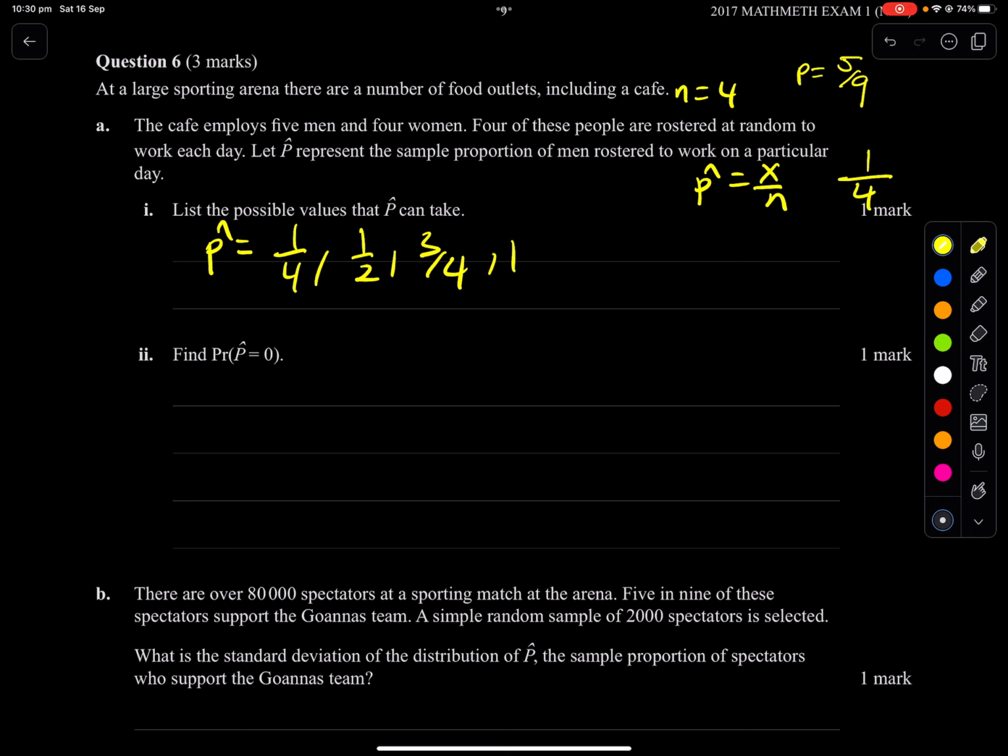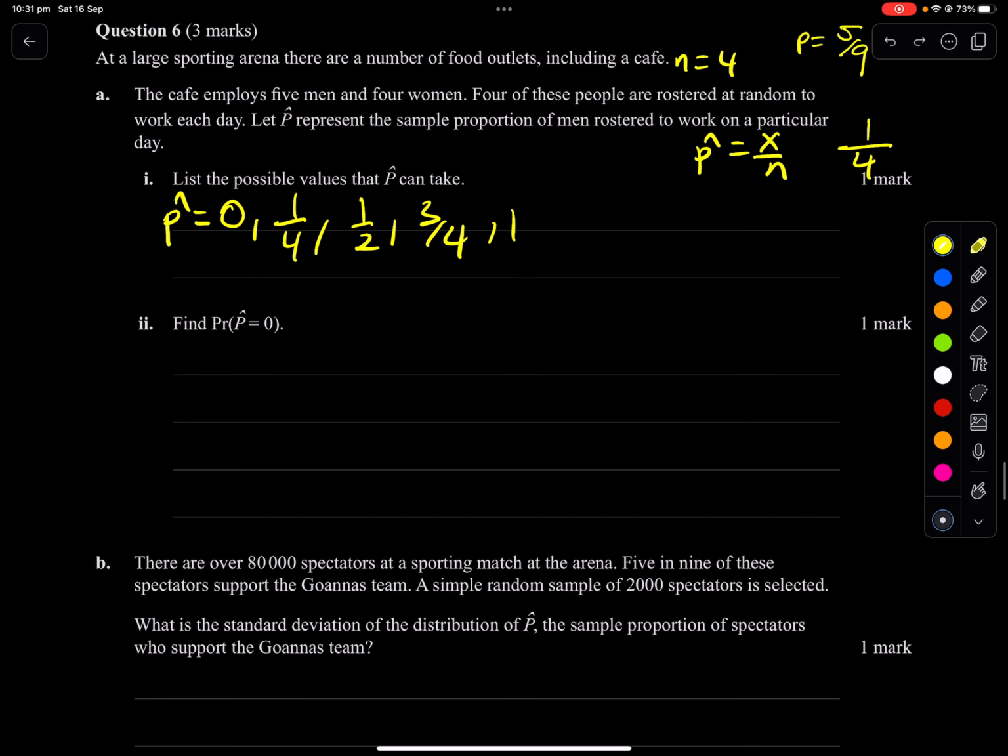What about 0 actually? If I put a 0, 0 over n is 0. But it only says 4. Are we allowed to have 0? Yeah, we can have 0 in real probability, but is that part of it? I think you have to put 0, because we can also have 0 men. It's a list of possible values. We can have 0 men that work, which gives us this. Let P equal 0.